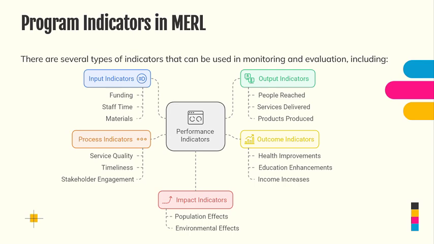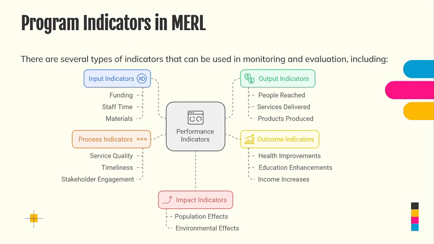Then we also have process indicators. These just assess how we're implementing our projects. They look at the service quality. Is the project implementation or the service that we're delivering of quality? And then also the timeliness. They're looking at, are we implementing our projects within the planned time? They also look at the stakeholder engagement. Are we seeing more people appreciating our work?